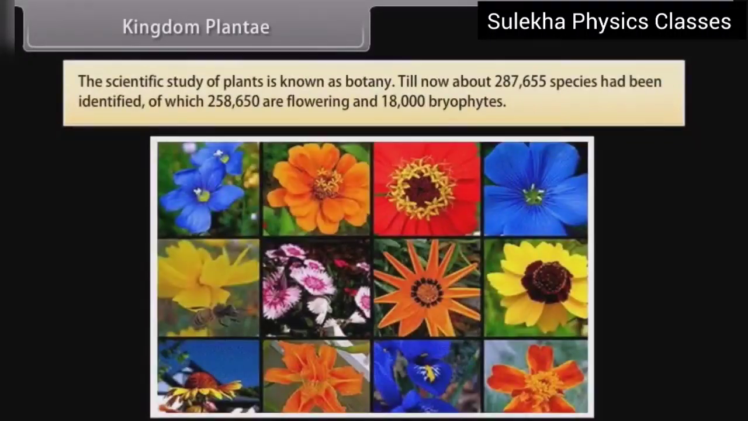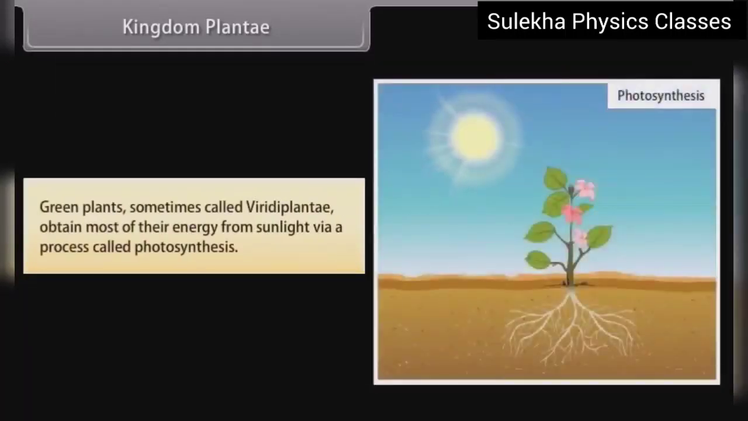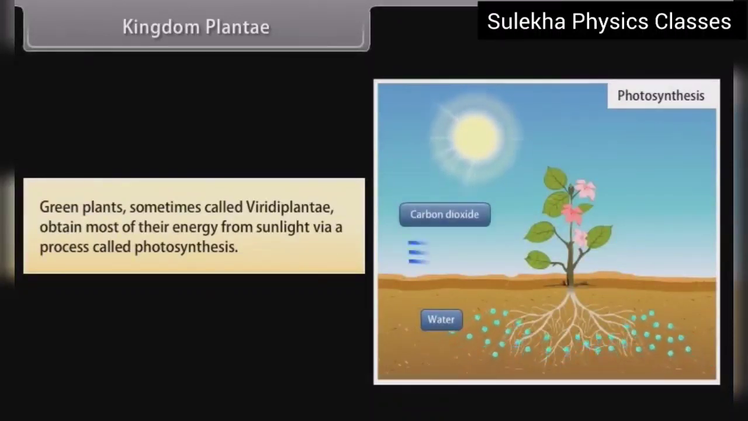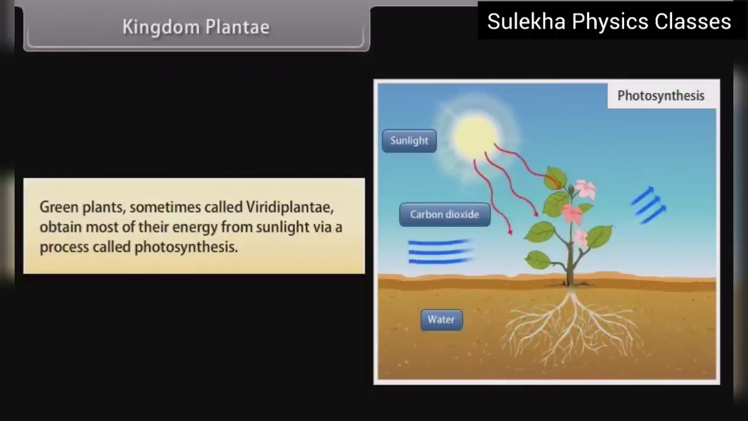The scientific study of plants is known as botany. Till now, about 2,87,655 species have been identified, of which 2,58,650 are flowering and 18,000 are bryophytes. Green plants, sometimes called viridiplantae, obtain most of their energy from sunlight via a process called photosynthesis.